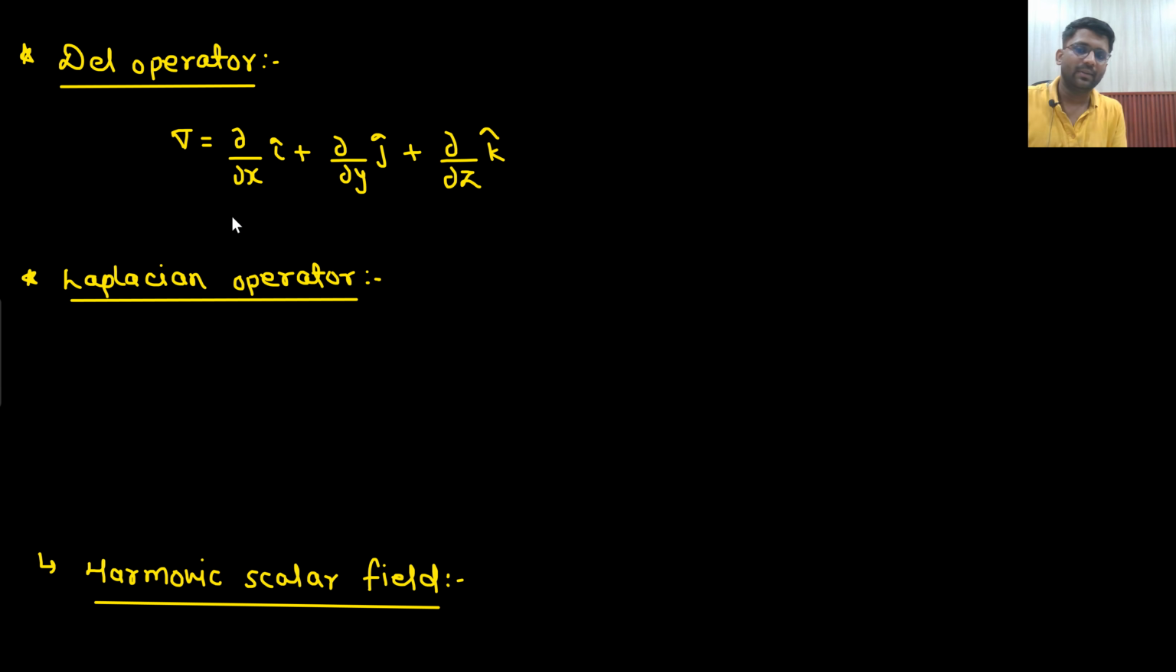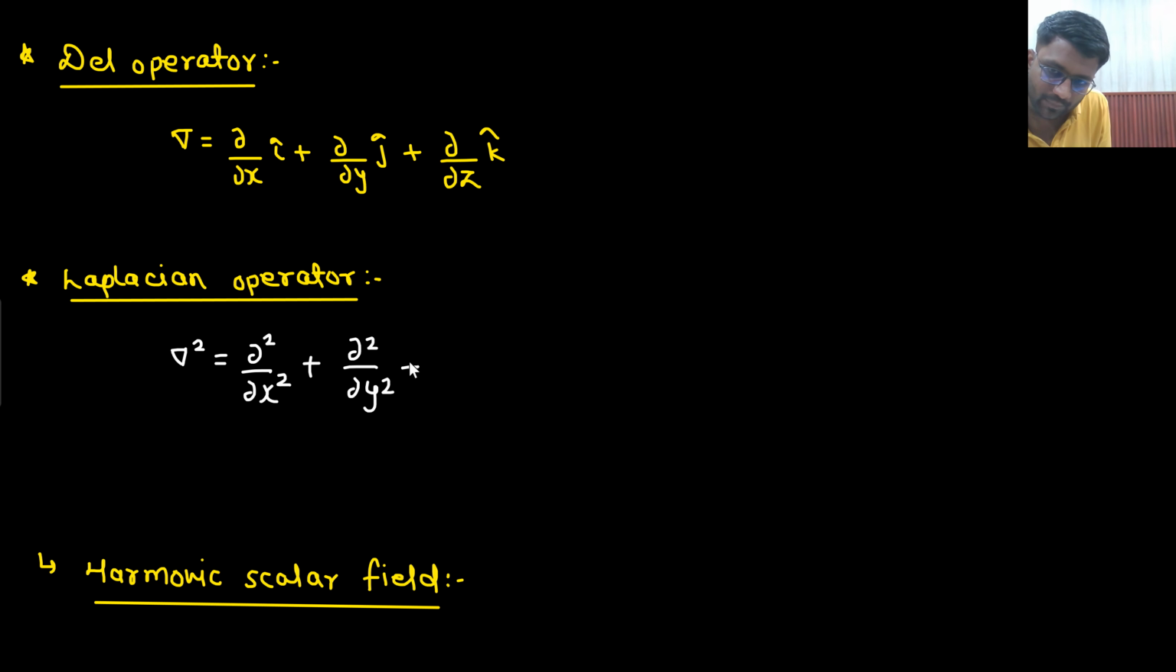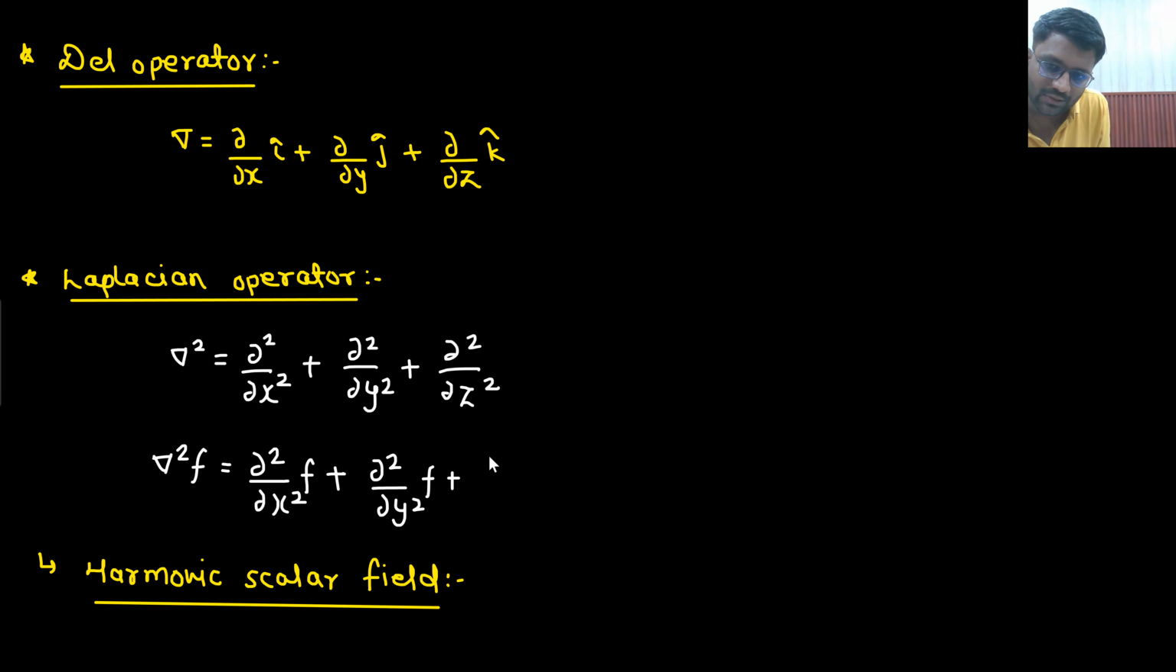So what is the summary? The bottom line is, sir, this was my del operator. What will be the Laplacian operator? So the Laplacian operator would look somewhat like this: del square by del x square plus del square by del y square plus del square by del z square. In the examination, if they ask to calculate del square f, what will I do? I will take the function partially differentiated with respect to x 2 times, with respect to y 2 times, and with respect to z 2 times. Job done.